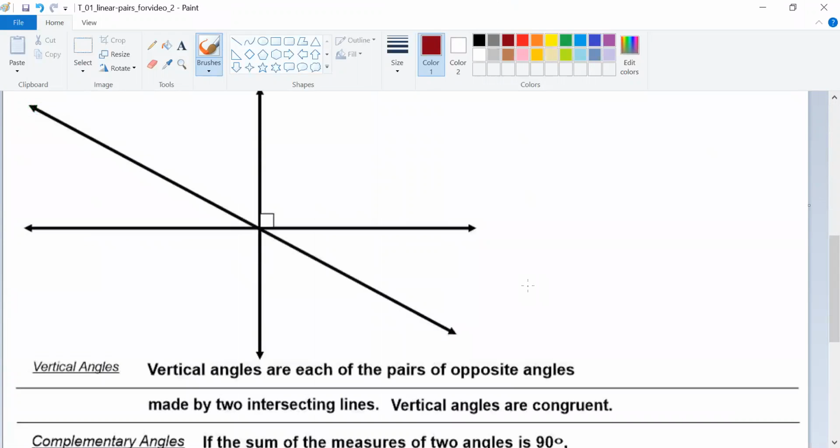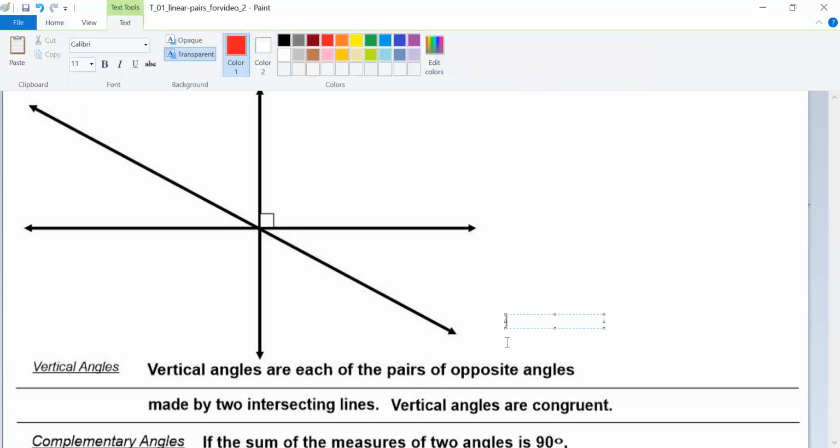Okay, now let's move on down here. Vertical angles. Vertical angles are each of the pairs of opposite angles made by 2 intersecting lines, and vertical angles are congruent. I didn't really describe what congruent meant. Let me do that right now. Congruent means having equal measure. So if I say that something is congruent, that means they have equal measure.